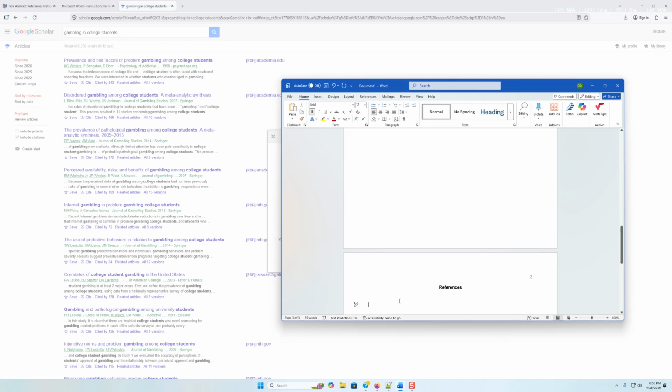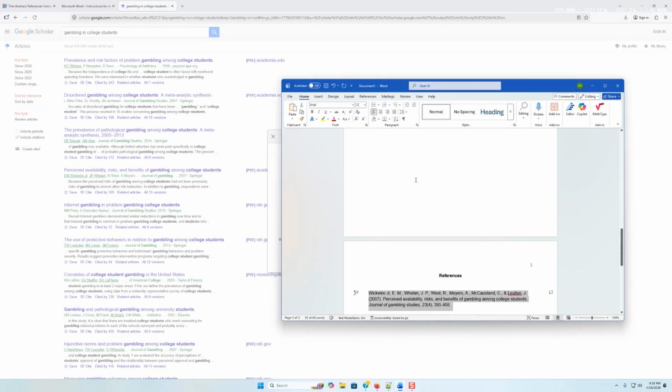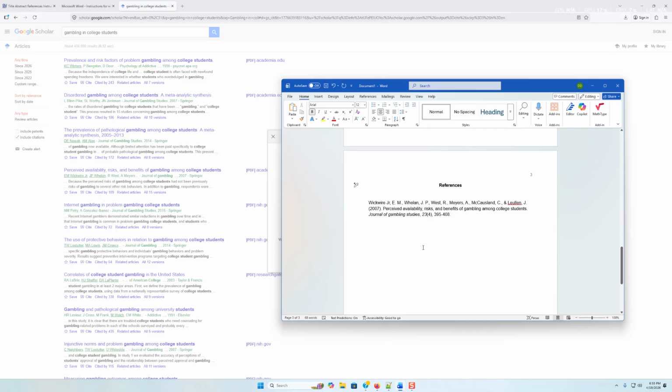And then you're just going to paste it in like this. You don't want it in bold though, right? So you just need to change the formatting here. So you have the authors, their first initial, their middle initial, right? You have multiple authors here.